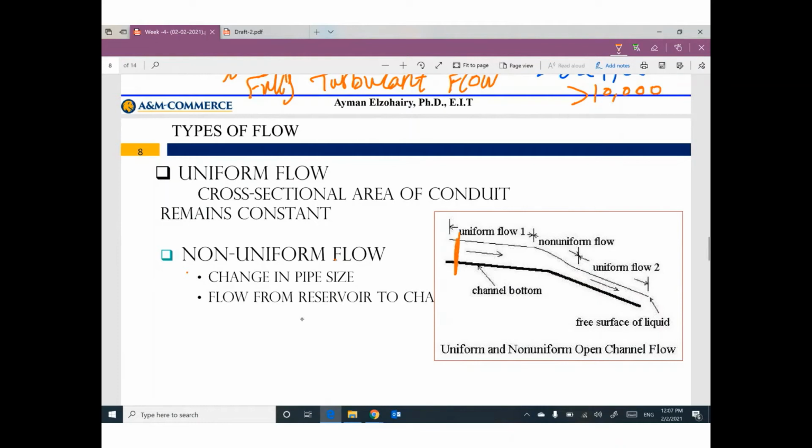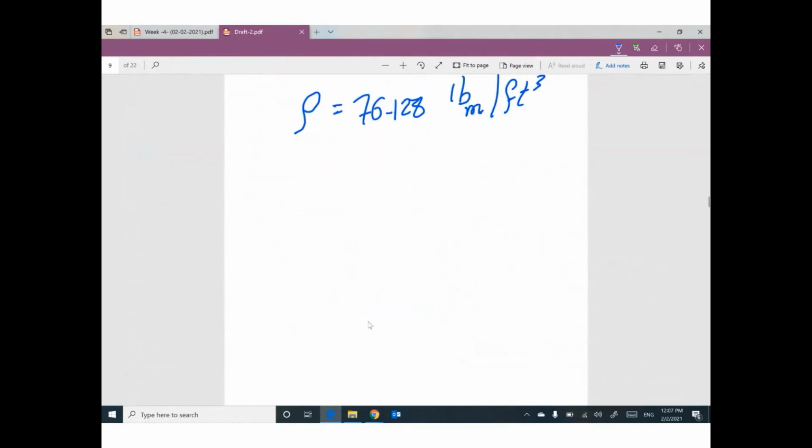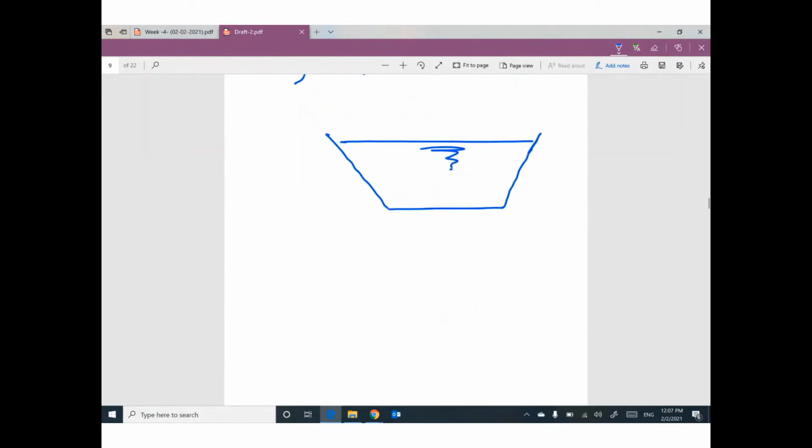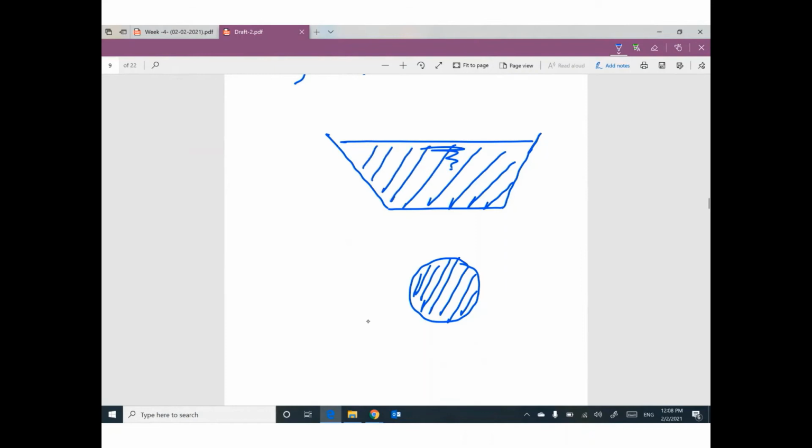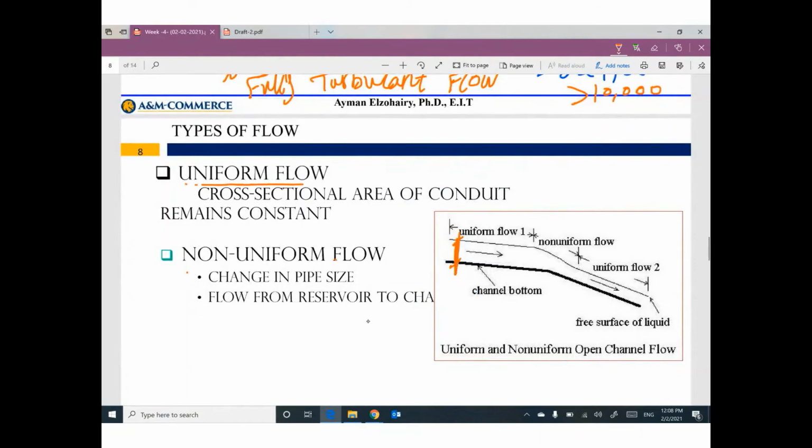If this cross-section of the flow, sometimes you have a channel that looks like this, or your flow through a pipe looks like this. If the cross-section of the flow remains constant, this flow can be called uniform flow.